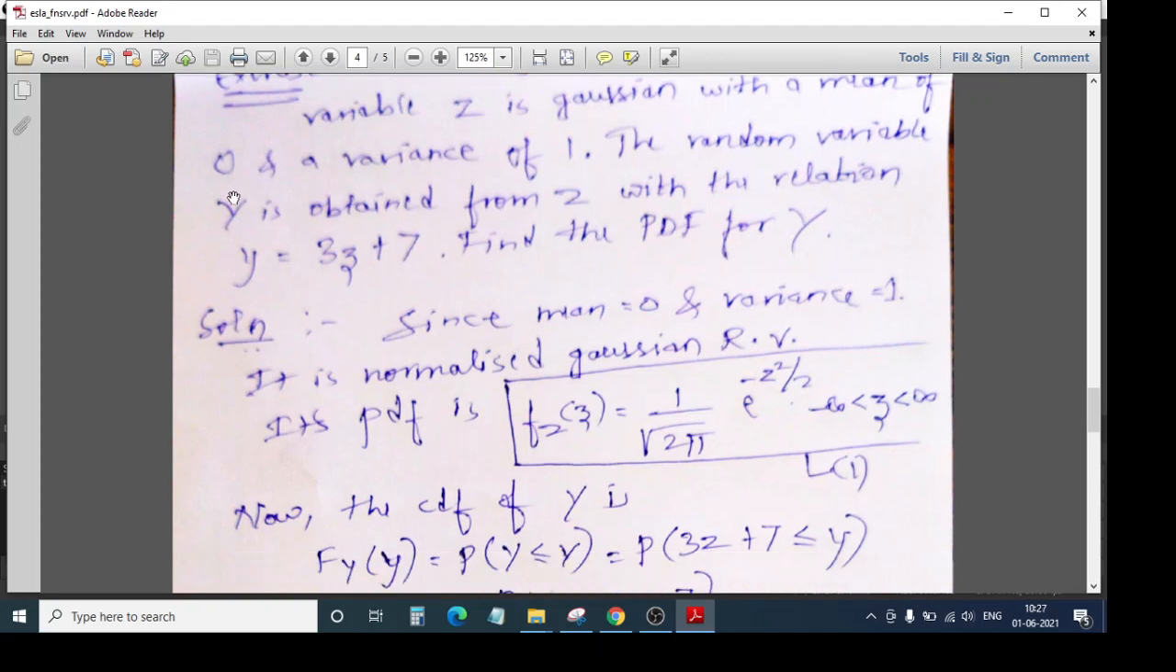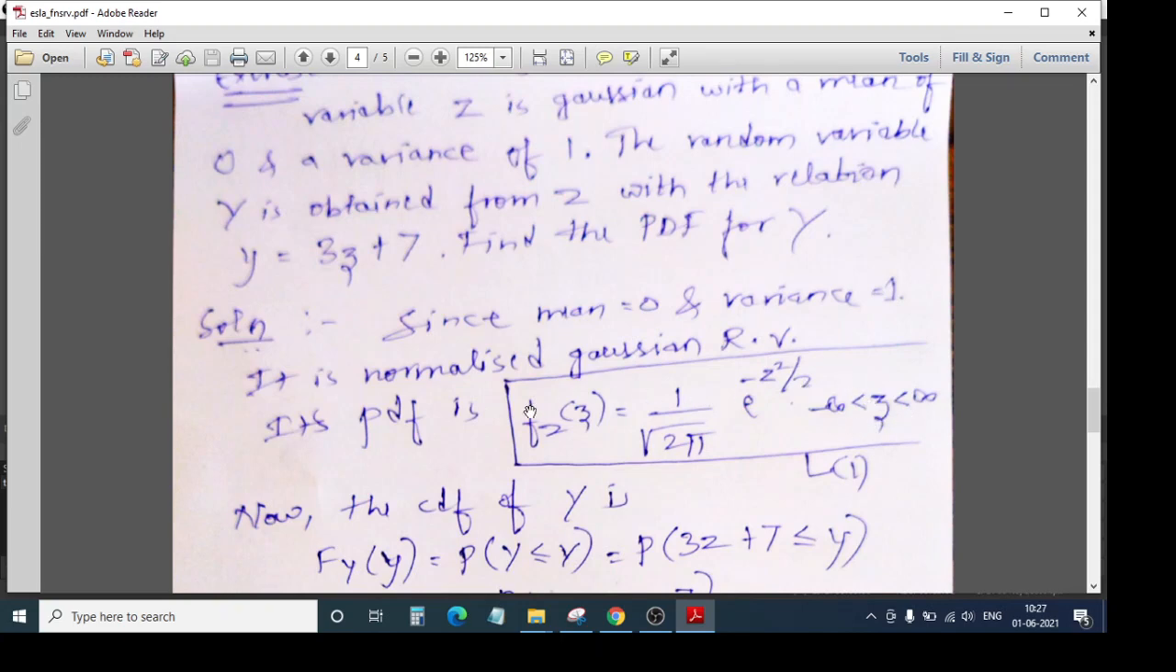See here, since he has given us mean is equal to 0 and variance is equal to 1, it becomes a normalized Gaussian random variable. So always remember, friends, whenever mean is 0 and variance is 1, we call it a normalized Gaussian random variable. And we already know that its PDF is given by fZ(z) = 1 by square root of 2 pi e raised to minus z square by 2, where z lies between minus infinity to plus infinity.